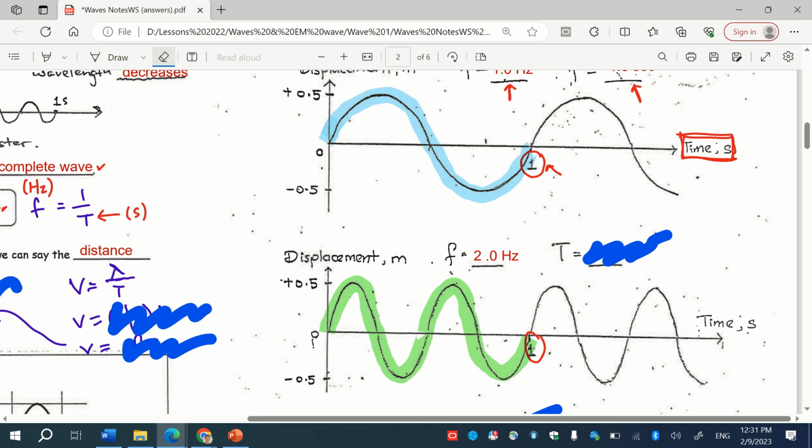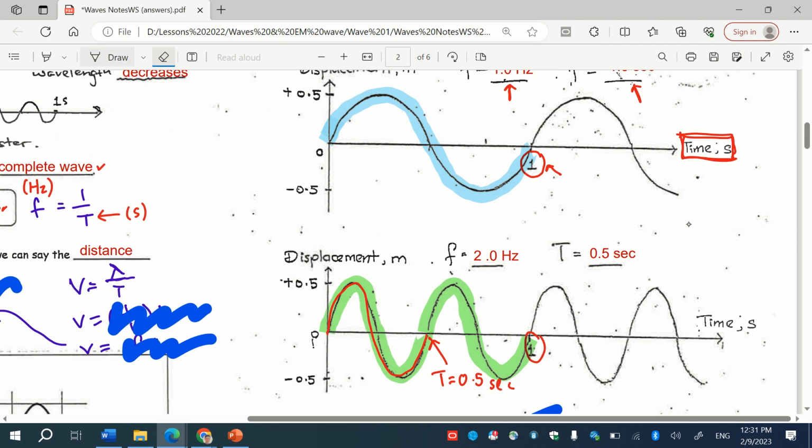But let's look at the period. Period is the time taken for one complete wave, 1 letter S like that. The time taken is here; that's the period T. Within the 1 second you see two waves, so for one wave you divide by 2, which is 0.5 second. This time the period T is 0.5 second, the time taken to produce one wave.